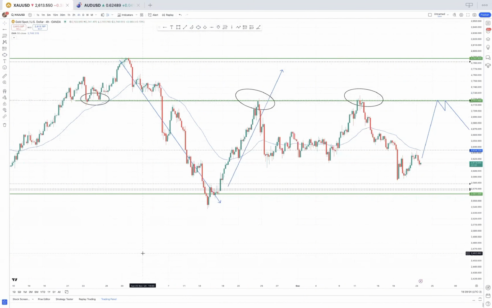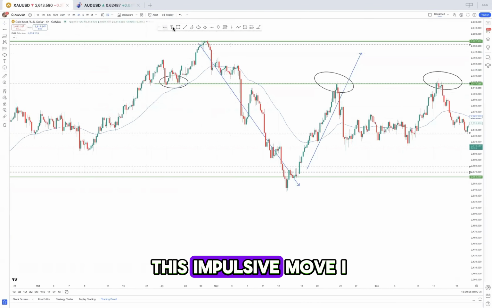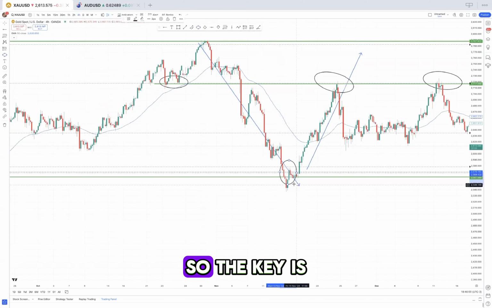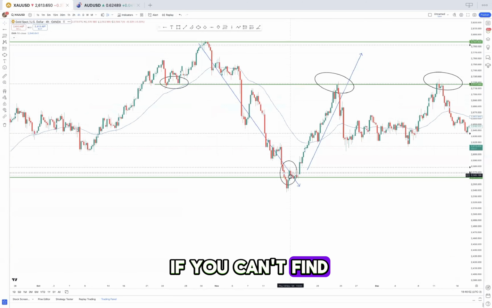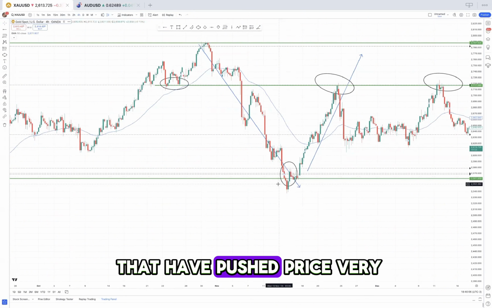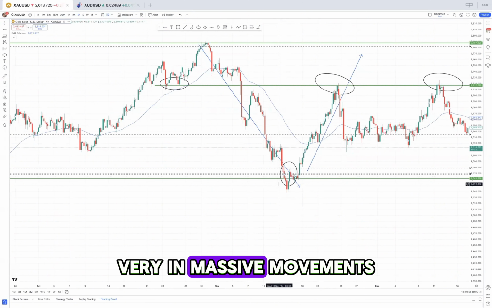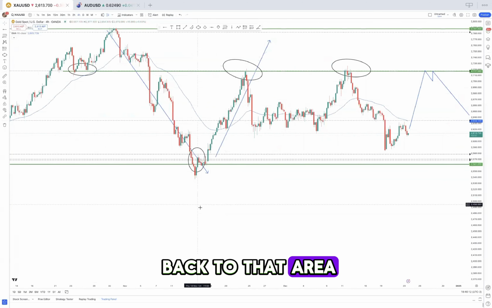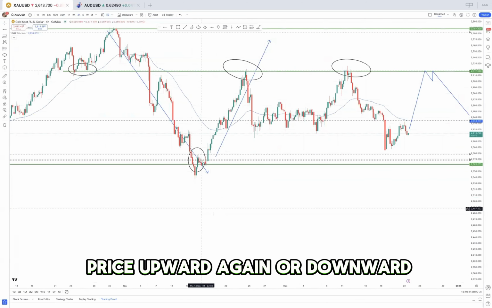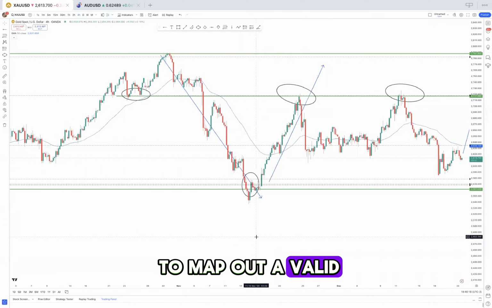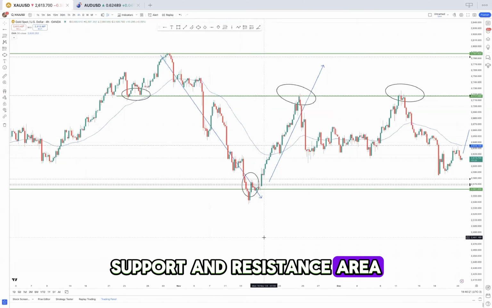So you can see this impulsive move I was talking about from the daily time frame. So the key is, if you can't find multiple rejections, look out for areas that have pushed price with a very massive movement, then map that area, because whenever price gets back to that area, it tends to push price upward again or downward.